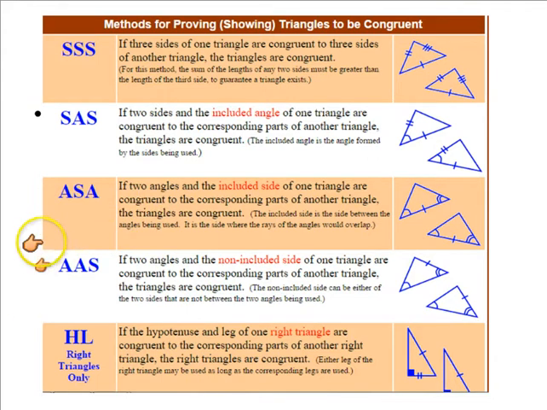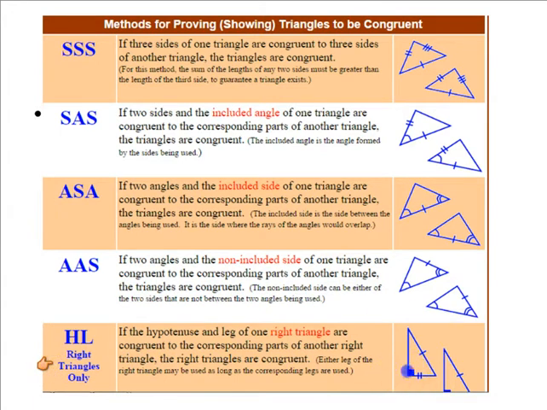Again, I'm going to talk about these in more detail, but I just want to introduce those 1, 2, 3, 4, 5 ways. Angle, angle, side: if 2 angles and the non-included side of one triangle are congruent to the corresponding parts of another triangle, then we can prove that the 2 triangles are congruent. And then hypotenuse and leg, HL, which only works for right triangles.